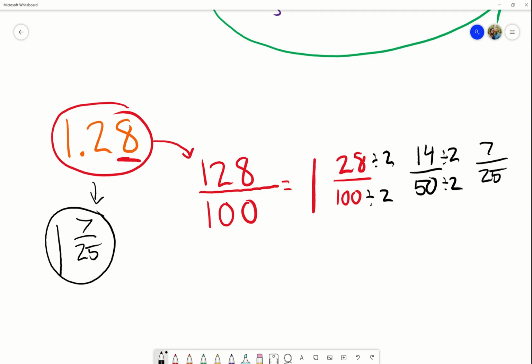All right, let's work on this some more tomorrow. This has been a long video, I know. This is going to be one that we are really going to want to make sure we know. We're really going to want to make sure we can convert decimals to fractions and fractions to decimals. We'll be dealing with that a lot.